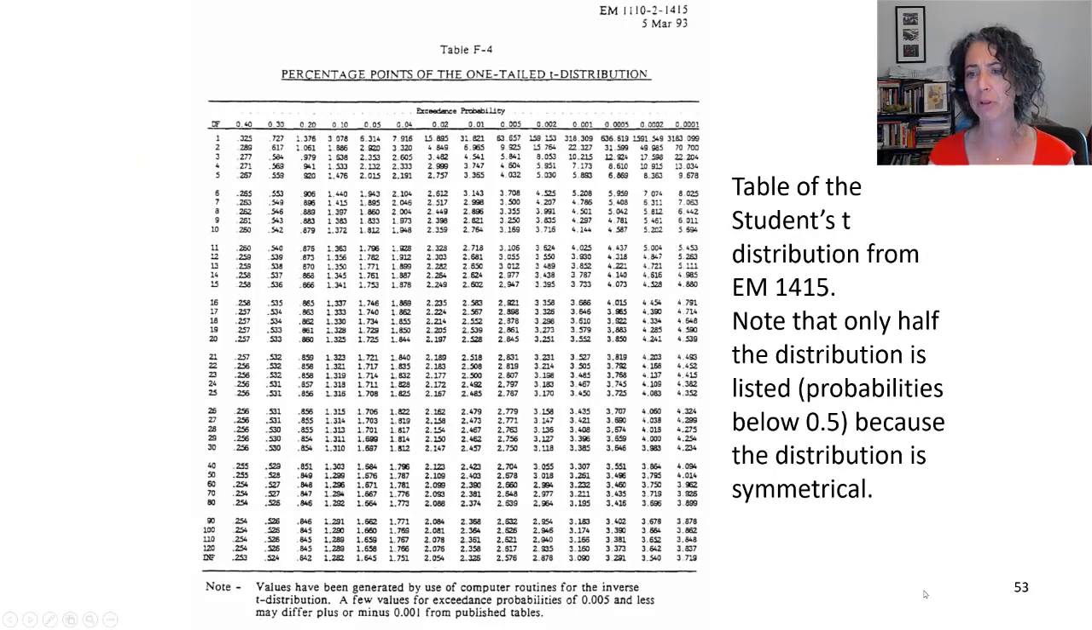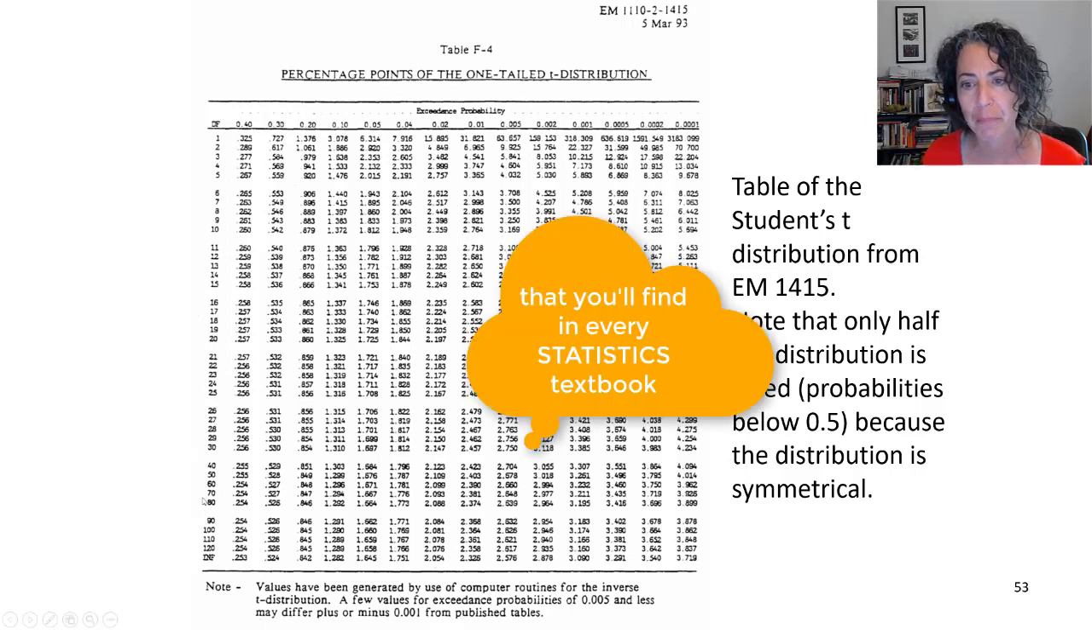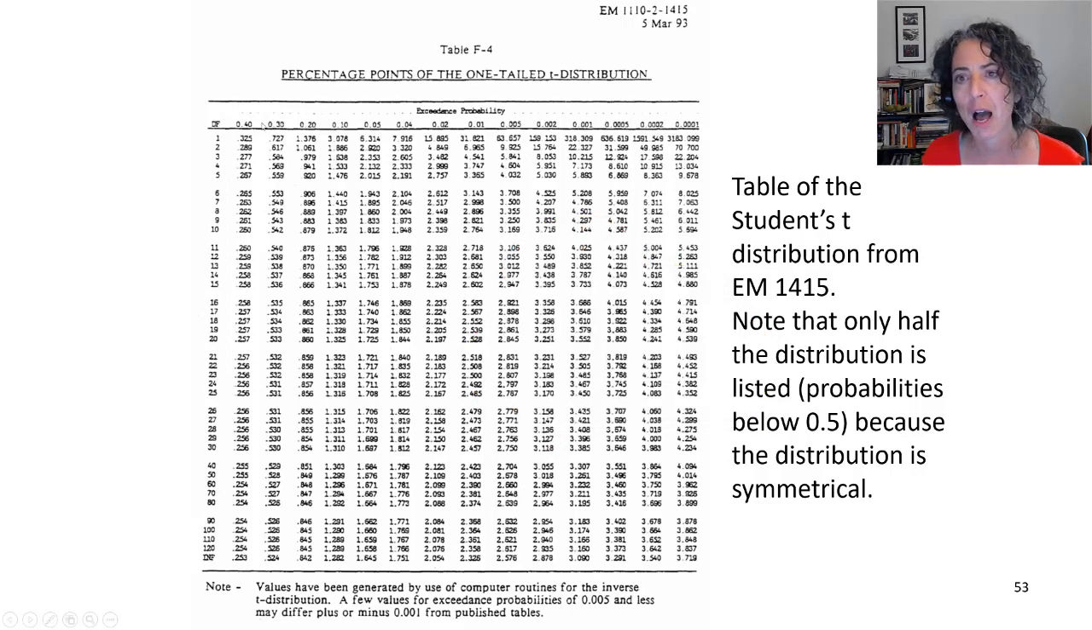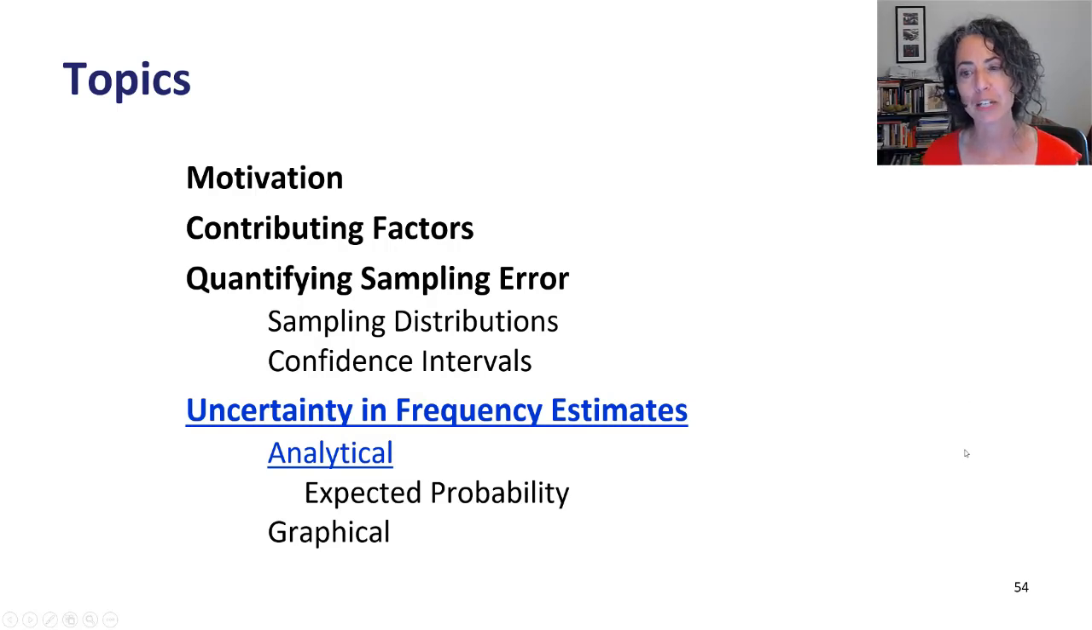And this is a table of the t-distribution, one side of it that you'll find in every textbook. Note that the degrees of freedom go down this column and the probabilities go across the top, and these tend to be probabilities further out in the tails because that's what we're often using the t-distribution for. Right? So that was confidence intervals. Next, we'll move on to the intervals or distributions around frequency curves themselves.